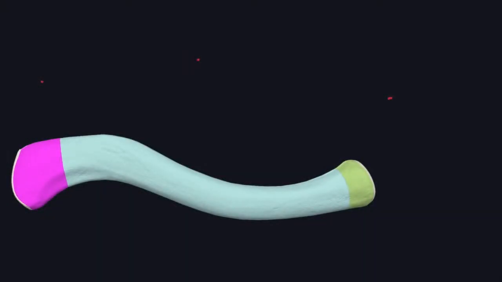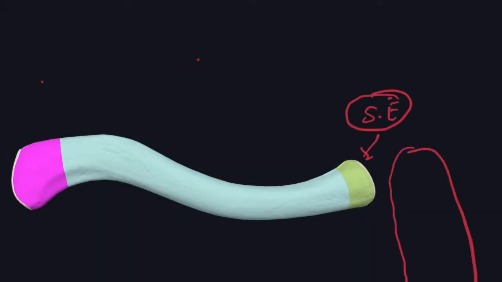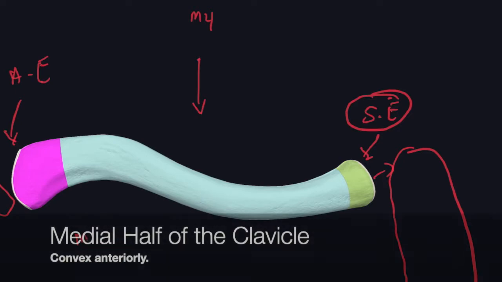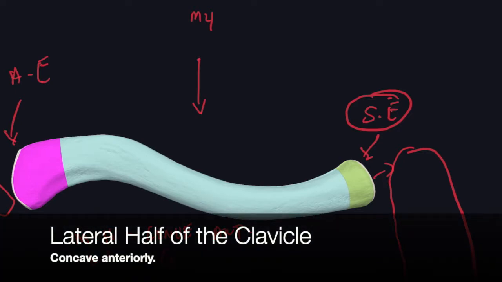Your clavicle has your sternal end. From the word sternal end, it connects to the manubrium of your sternum. And your acromial end connects to the acromion of your scapula. One thing I would like to discuss is part of your medial half. One very important thing to remember is that the medial half is convex anteriorly. Your lateral half is concave anteriorly.